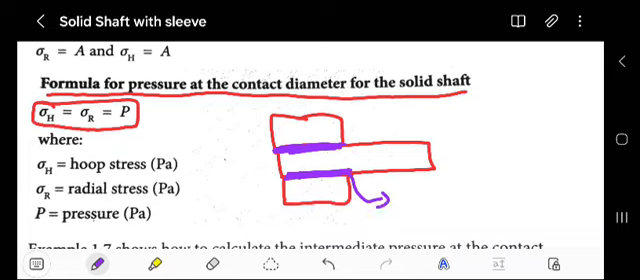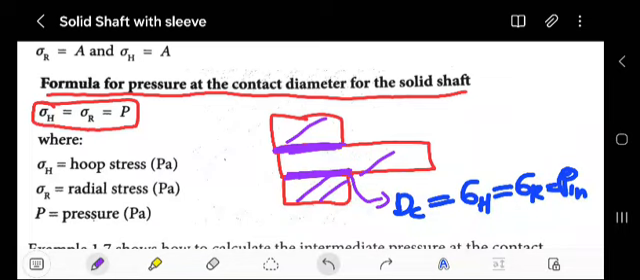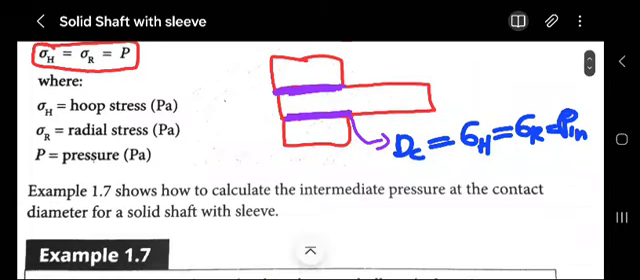You can say DC, which is common diameter, represents the C. The hoop stress there is equal to the radial stress, whereby we know that radial stress at the internal diameter is the same as pressure. Again, this is internal pressure. Please take note there, guys. So this is simply what we have there. Only when you're given a shaft and the sleeve. So yeah, we know this.